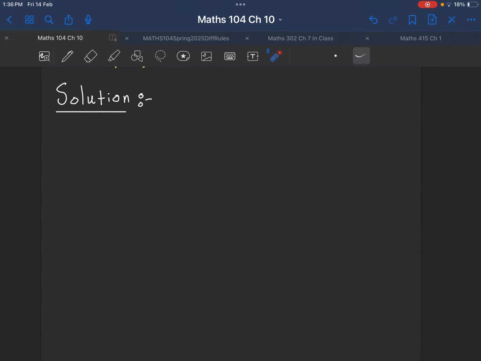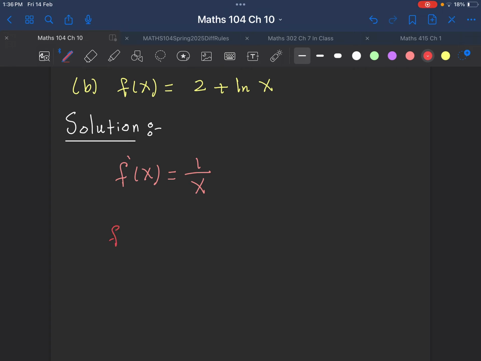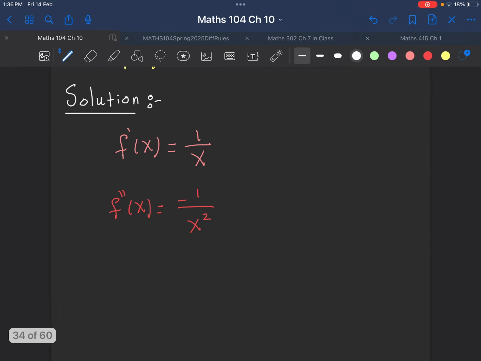Let me show you another example where we will need to find concave upward and downward, and this time we have a different function, which is f of x equal 2 plus ln x. So the first step is to find the first derivative. So the first derivative of 2 is 0. Now, derivative of ln x, you will focus more on this later, but the derivative of ln of x is just 1 over x. So here we'll just get 1 over x. And now I want you to find the second derivative, which will be negative 1 over x squared.